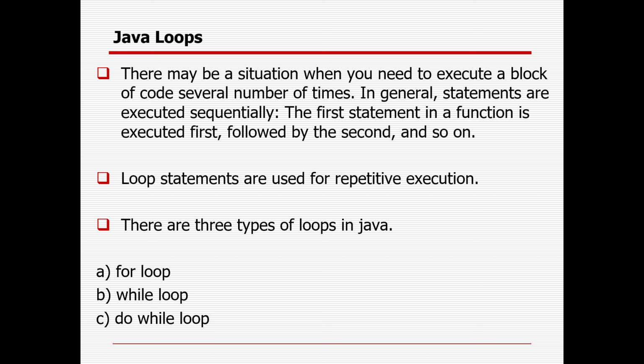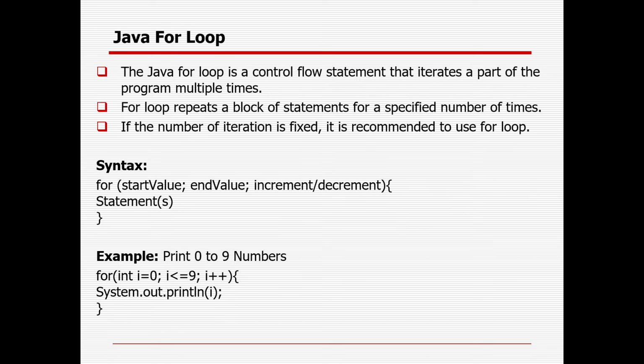There might be a situation when the user needs to execute a block of code several times. In general, statements are executed sequentially. The first statement in the function is executed first, followed by the second, and so on. So loop statements are used for repetitive iteration. There are primarily three types of loop in Java: for loop, while loop, and do while loop.